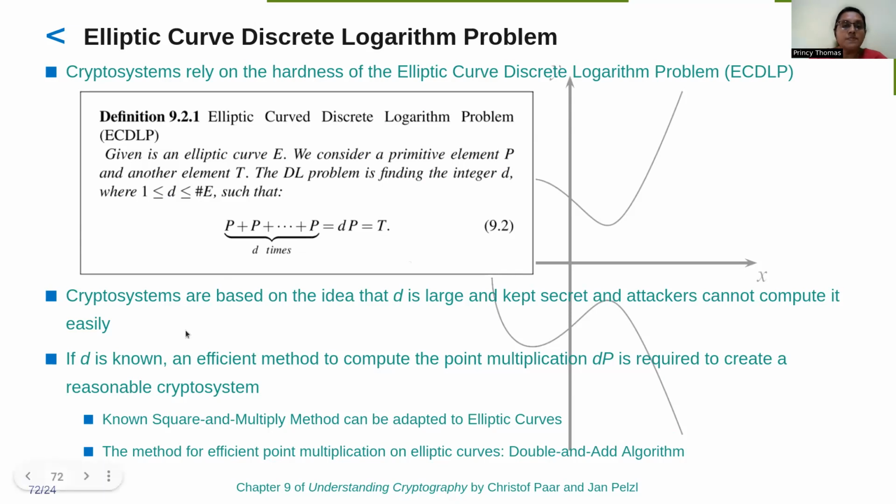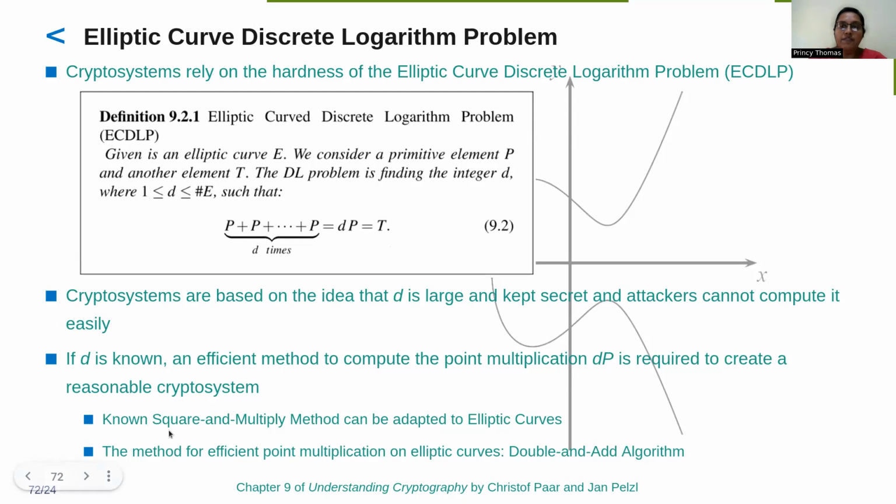Crypto systems are based on the idea that d is large and kept secret, so attackers cannot compute d easily. T is publicly known. At the same time, if I know my private key d, I should be able to calculate dP, that is, calculate the public key and disseminate it. Only then will I be able to use the crypto system. So if d is known, an efficient method to compute the point dP is required to create a reasonable crypto system.